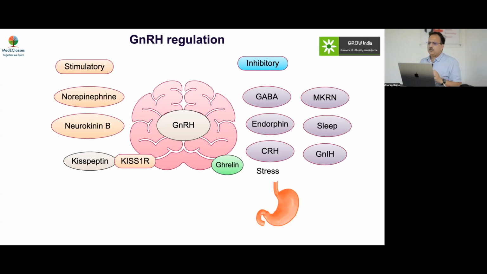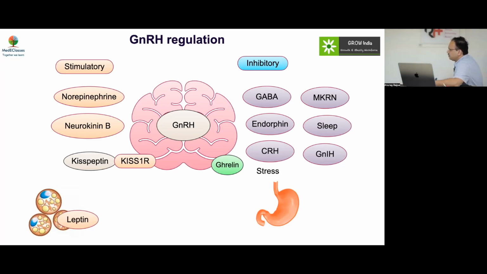I would not put kisspeptin as a very, very master regulator. It's more like a communicator. It is in the circumventricular region and it tells GnRH, okay, now your leptin levels are high. You can go into puberty. Estrogen is very high. Do not produce too much because we don't want more production from there.